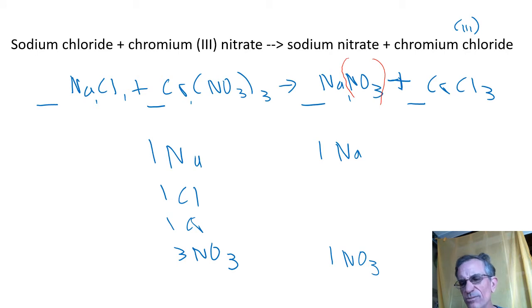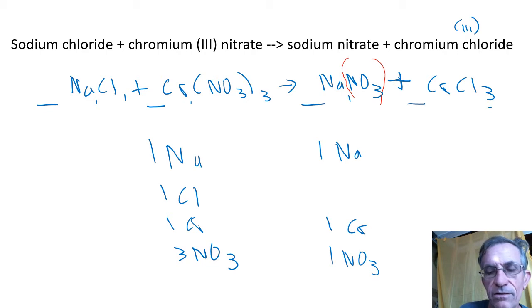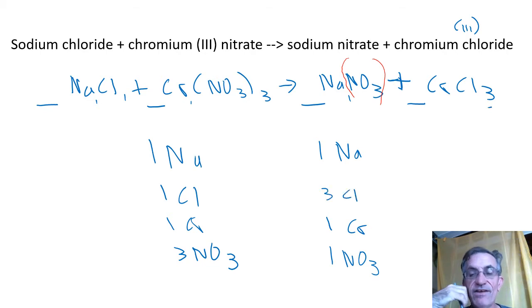So again, if it helps you, you could think of it as being in parentheses. We don't usually put it in parentheses because there's only 1 of them, but just to make sure you're clear, yeah, that's a nitrate. Now, also on the right, there's a chromium, and there are 3 chlorides. All right, so there's a couple issues we're going to have to fix.